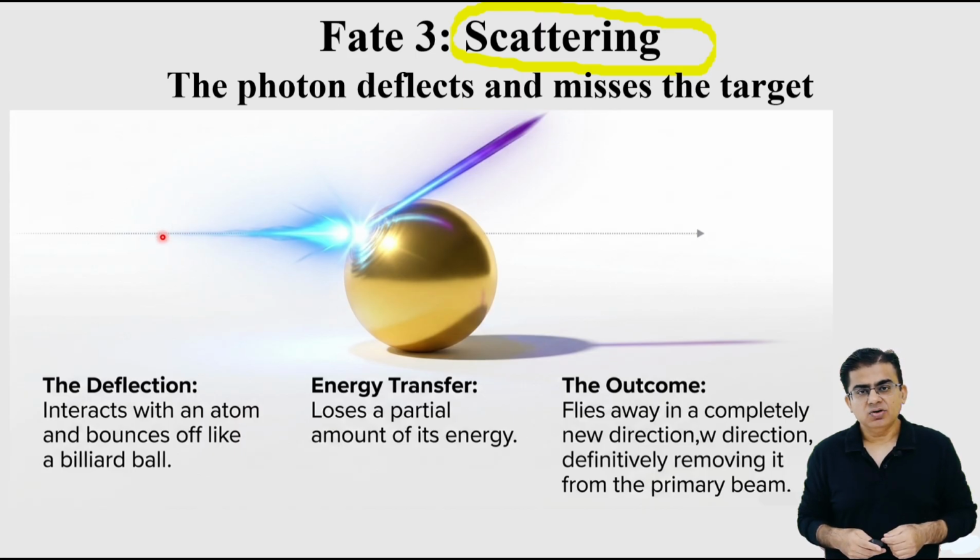Here, the incident photon interacts with the tissue atom, but instead of disappearing, it bounces off the atom like a billiard ball. During this deflection, the photon loses only a partial amount of its energy. It survives the crash, but it flies away in a completely new direction, like this. Because its path was altered, it completely misses the tumor target. Therefore, we consider this scattered photon to be removed from our primary beam.